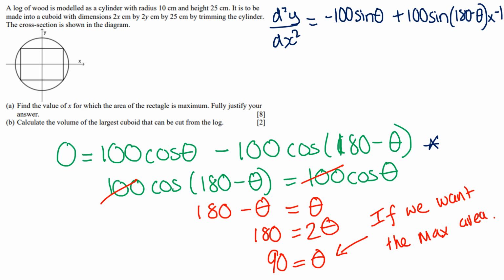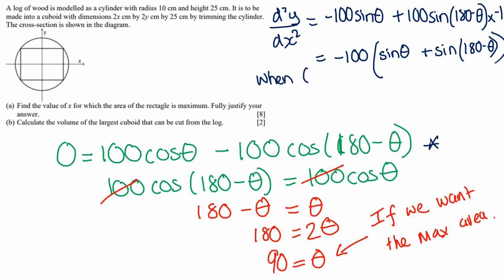Yeah, so to write that one again, should I? Equal, so I'll take them, both minus, aren't they? So I'll take the minus 100 out, and in the bracket I'd have sine theta plus sine of 180 minus theta. Like that. So when theta equals 90, we want to show that this is going to be negative to mean that that 90 is a maximum. If d2y by dx squared is negative, we have a maximum.